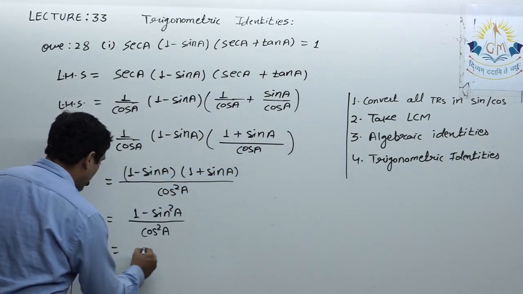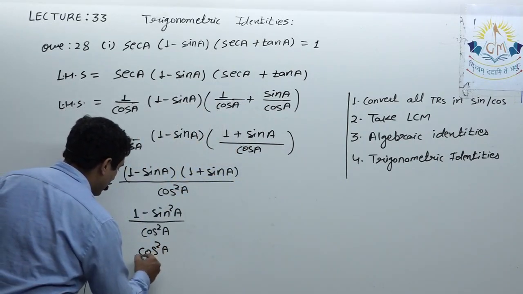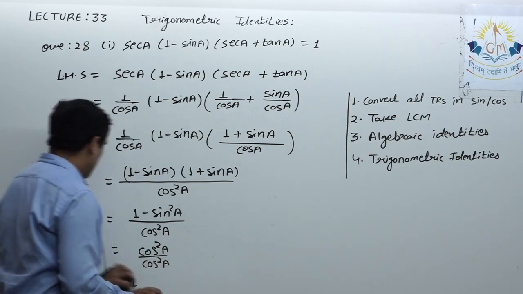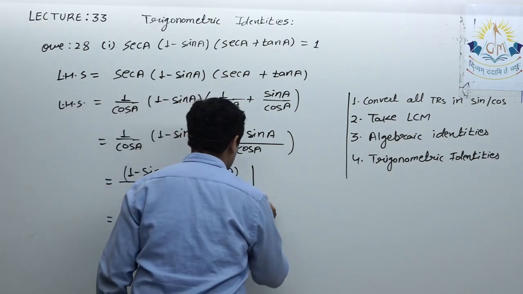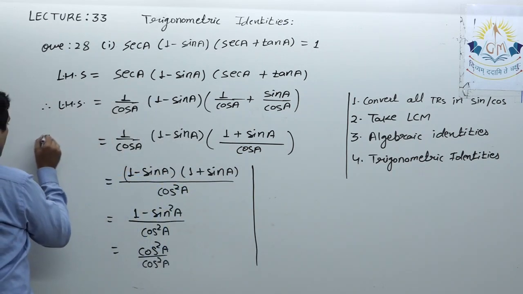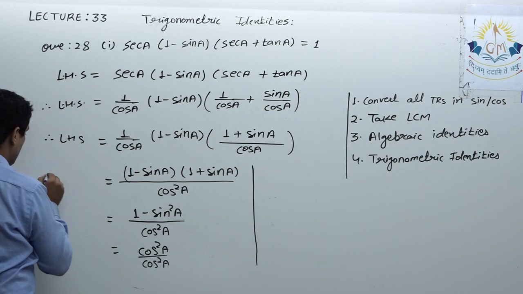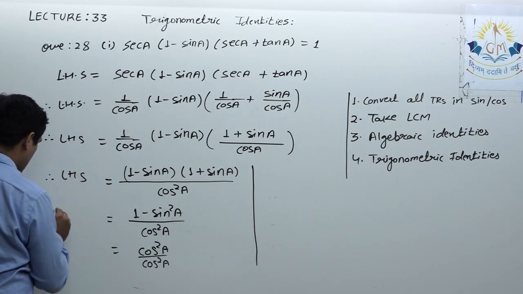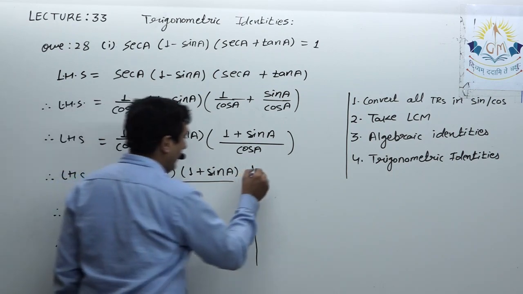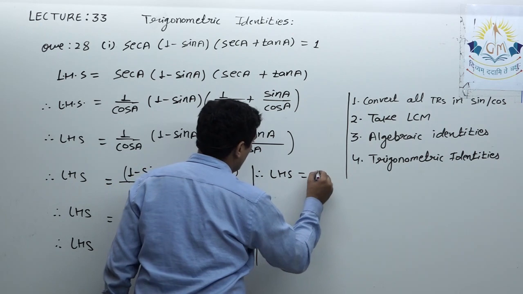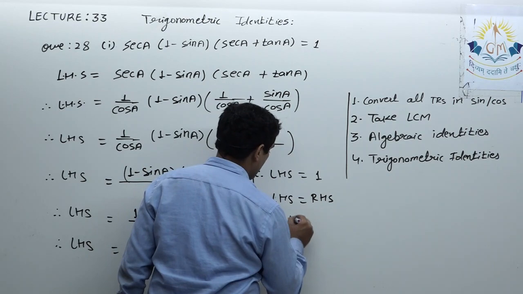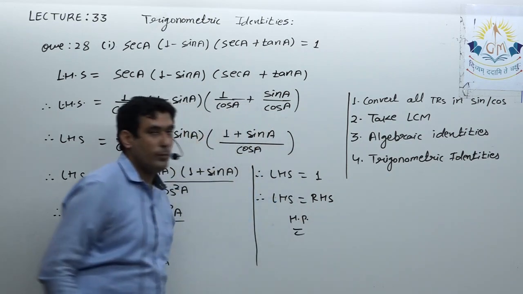So next step, cos square A, and the denominator itself is cos square A. So here I got 1, that is equal to RHS. So here I am writing the remaining step. This was the left hand side, LHS. Therefore LHS is equal to 1, therefore LHS is equal to RHS. Hence, we proved the identity.